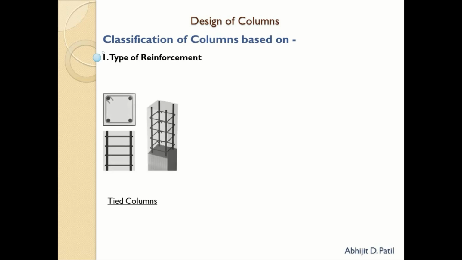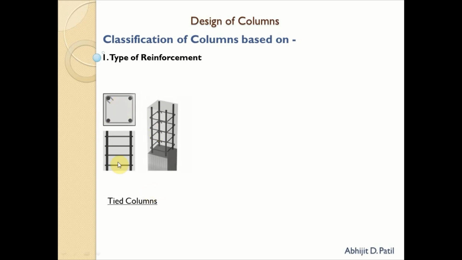Then we will see classification of columns. So why is it useful? Because depending upon the type of column, your design steps will be slightly changed. So we have to first understand how the columns are classified. Based on type of reinforcement, you have normal tied columns.